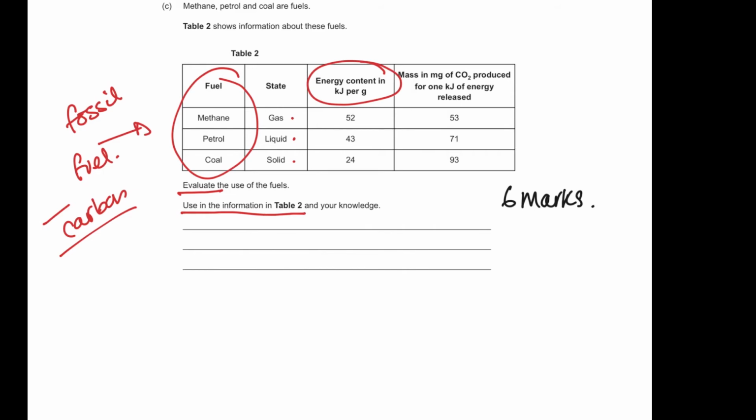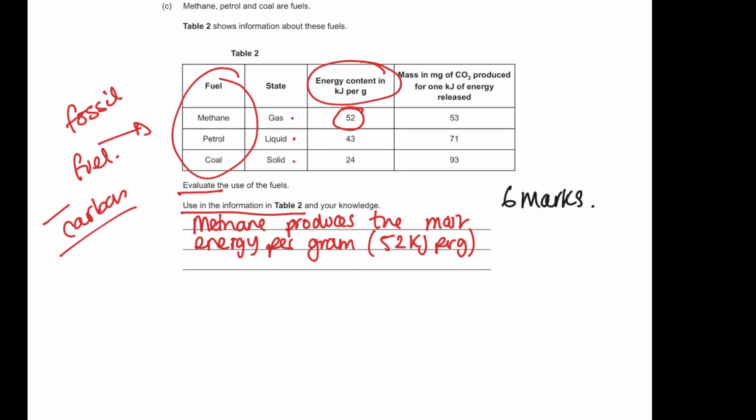Energy in kilojoules per gram. So which one produces the most energy per gram? Well, we can see that methane produces the most energy per gram. I'm going to start there. So methane produces the most energy, and we've got figures, so let's use them. Per gram, 52 kilojoules per gram. And which one is the least? It's always good to compare it. So coal's 24 kilojoules per gram, whereas coal produces 24 kilojoules per gram.